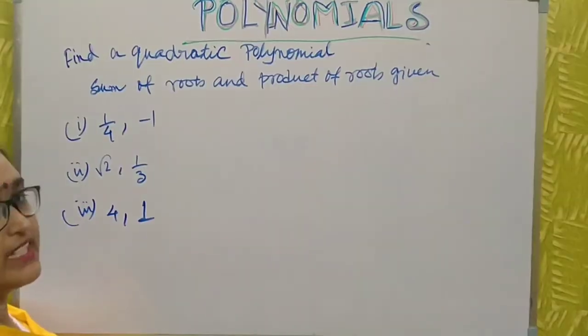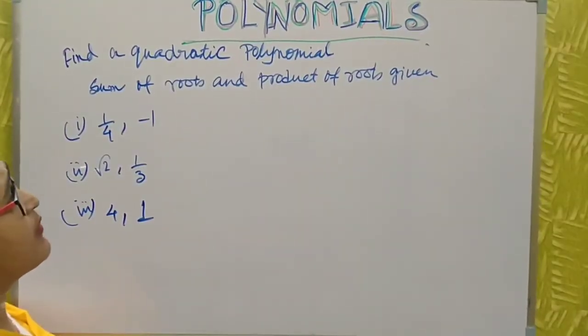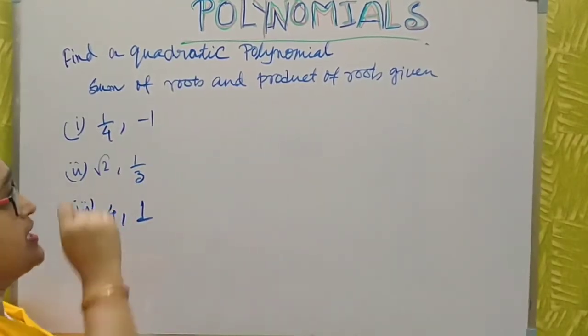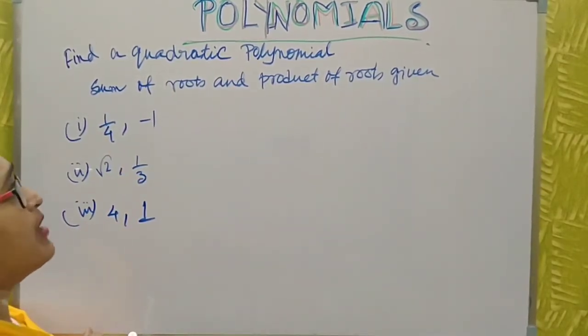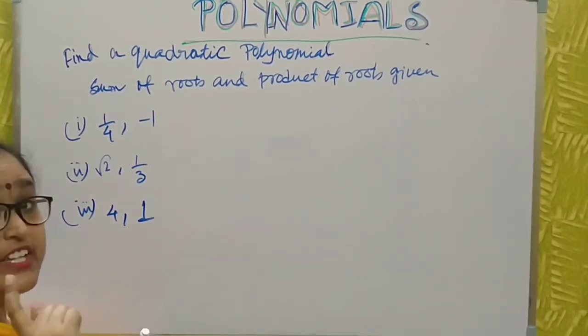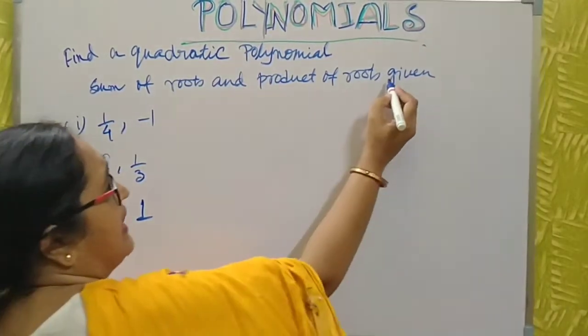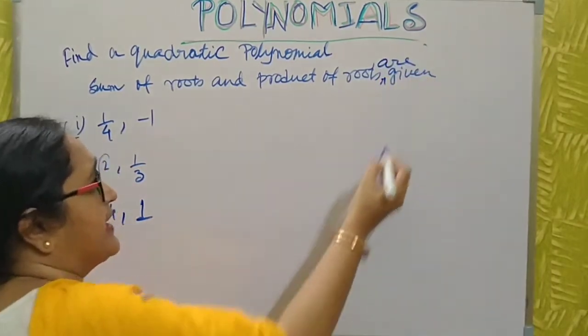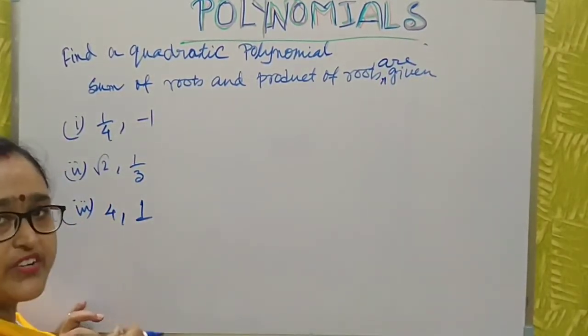Okay. Second, another question. Find quadratic polynomials for each of the question. Sum of roots and product of roots are given. Okay, roots are given. This is given. You just find the quadratic equation.